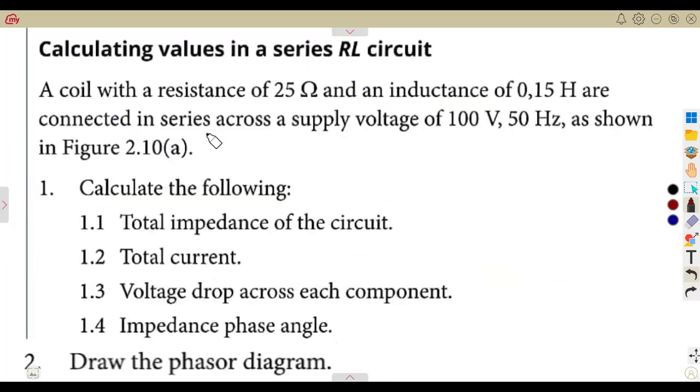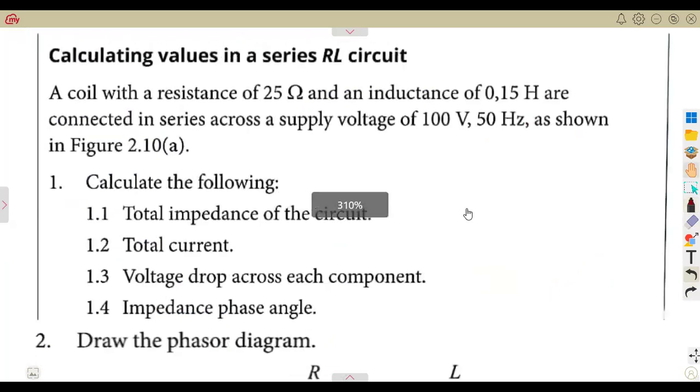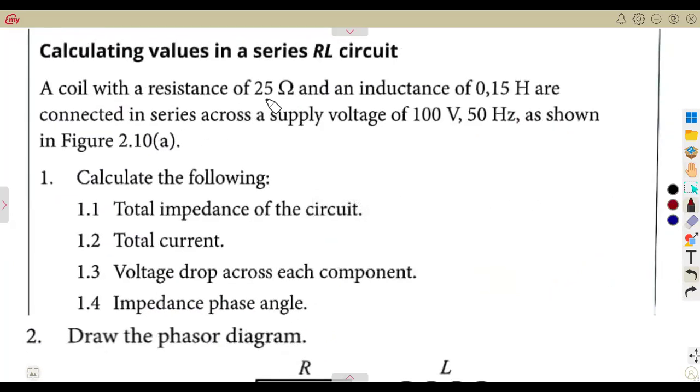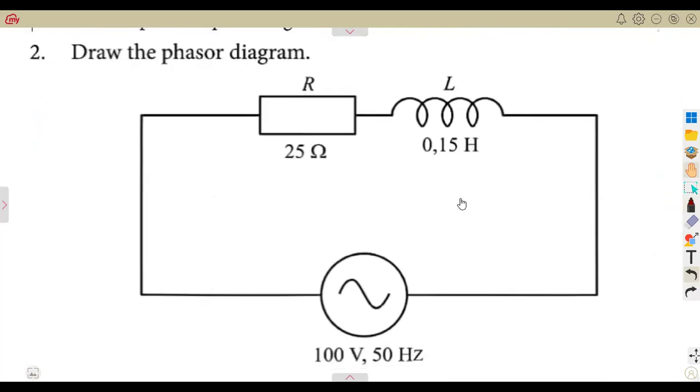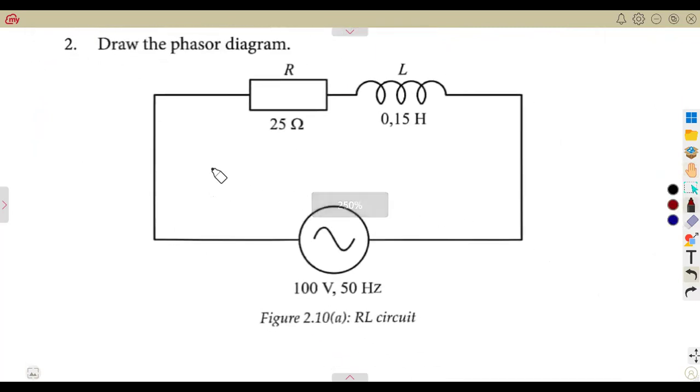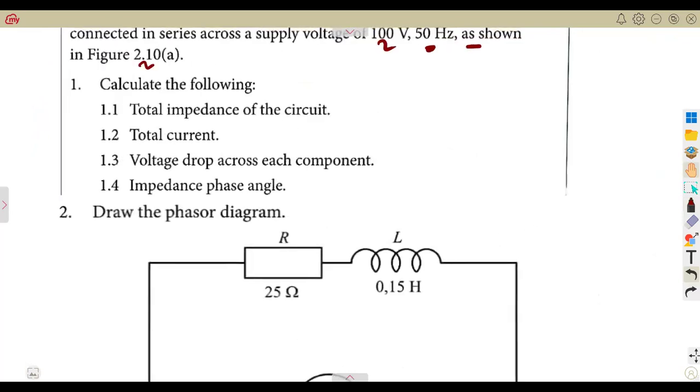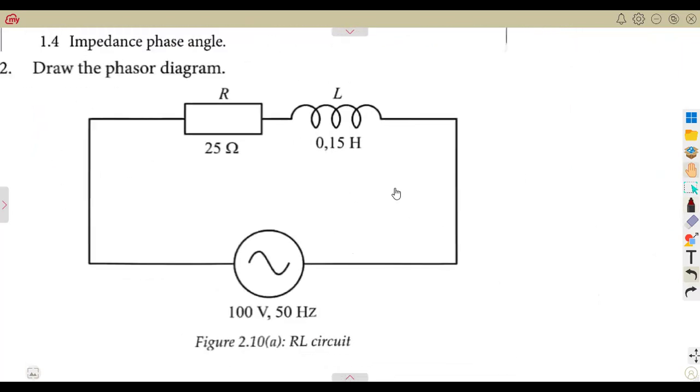So this is what you're given in this case, calculating the values of a series RL circuit. A coil with a resistance of 25 ohms and inductance of 0.15 henries are connected in series to a supply voltage of 100 volts, 50 hertz, as shown in Fig 2.10a, which is this one. So we're already given the diagram. That's a series RL, as we can see, the resistor and the inductor, and we're given the voltage and the frequency there. So from this, the question was, calculate 1.1, the total impedance of the circuit.